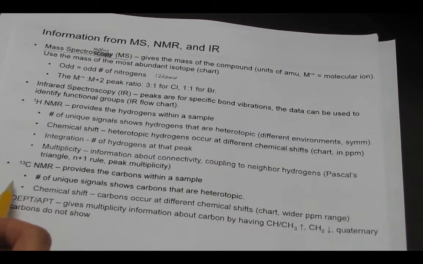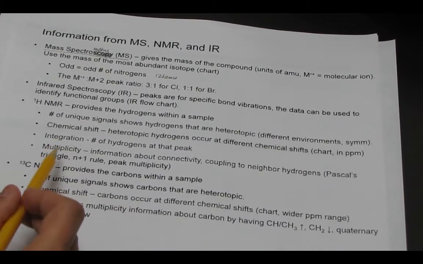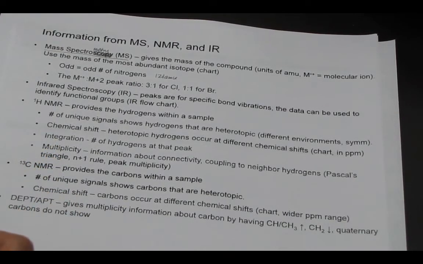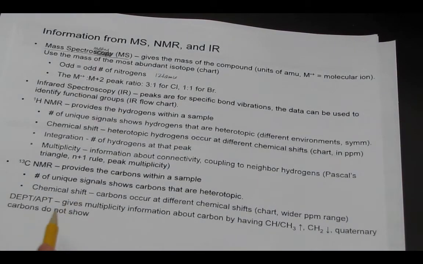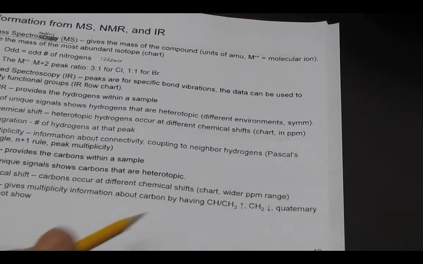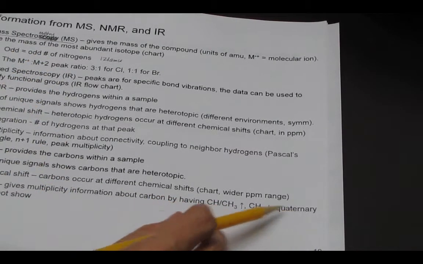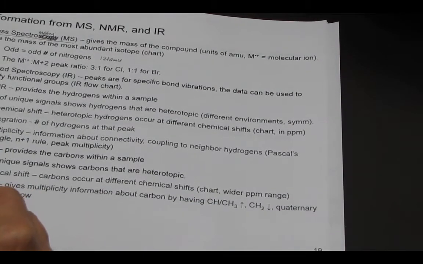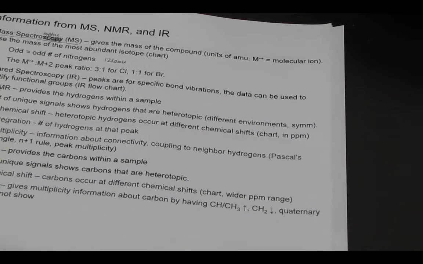We got two pieces of data from that. The number of unique signals shows all the unique carbons, and then chemical shift. There's no integration and no multiplicity for carbon NMR. We also had a special technique called DEPT, which is a way to give us multiplicity for carbon. In this printout, the CH and CH3 are pointing up, the CH2 are pointing down, and quaternary carbons, which have no hydrogens attached, do not show at all. So you still need the C13 plus the DEPT together to see your quaternary carbons.